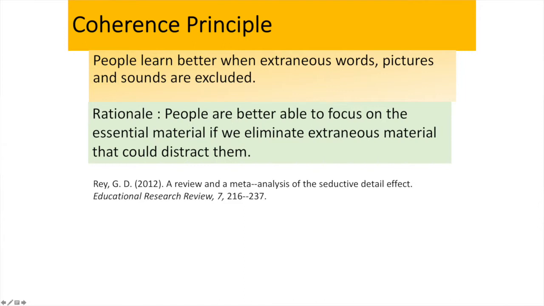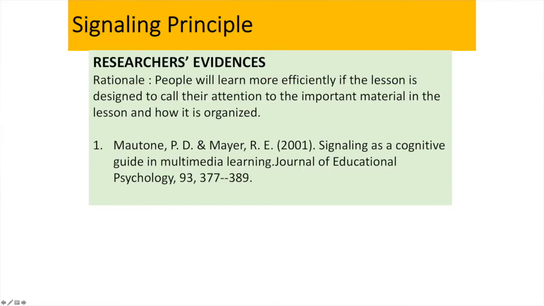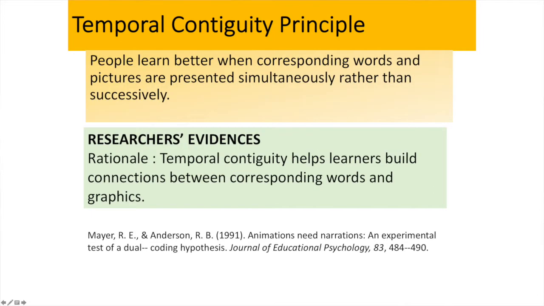So this one primarily means extra words, pictures, and sounds must be excluded. Anything that's extra, and there is a lot of evidence. Temporal contiguity means that if there's any visual, any text or any direction, it must be presented at a certain time. It must be simultaneous, so that they can come into working memory, rehearse that, and then they can associate.